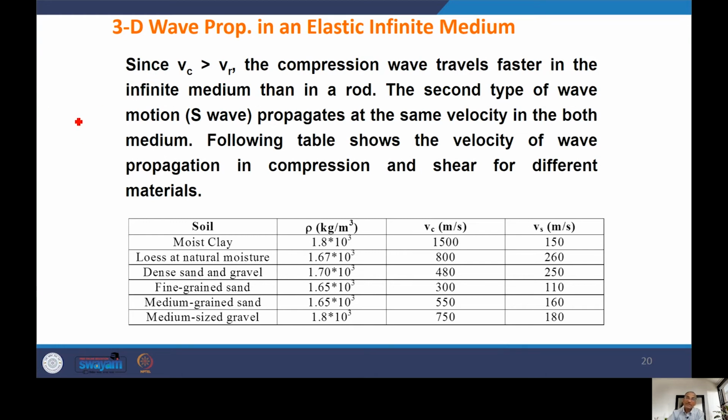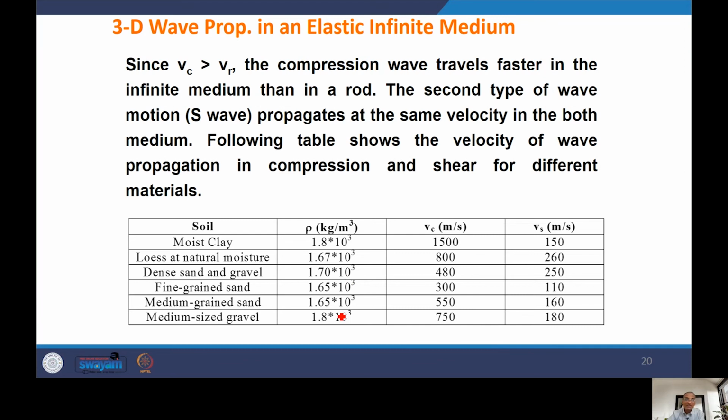Now the table given here, which is coming from the literature, gives you the typical wave velocity for compression and shear for different materials. As you may be aware, for different types of soils there is a large variation in the Poisson's ratio. For example, the Poisson's ratio is very high for clay compared to sand. As a result, the difference between Vc and Vs will be large for clay, but as you go higher, for example gravels or grain sand, this difference will decrease.